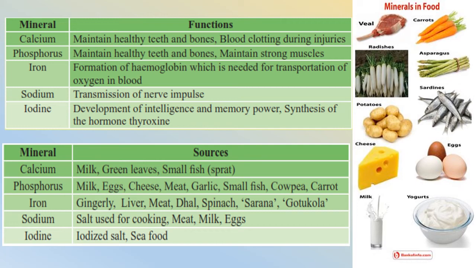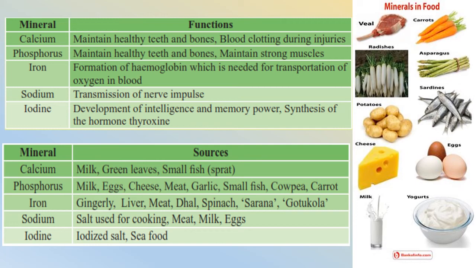So children, the next mineral is phosphorus. Phosphorus is also important in maintaining healthy teeth as well as bones, and it is important to maintain strong muscles. So where do you find phosphorus? What are the food sources that are rich in phosphorus? It includes milk, eggs, cheese, meat, garlic and other foods. And also iron. Iron is important in the formation of hemoglobin, which is important for the transportation of oxygen throughout the body.